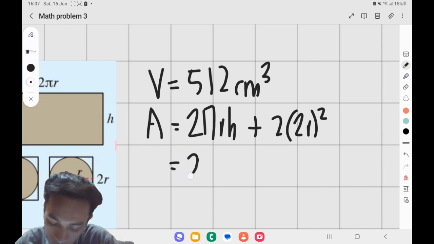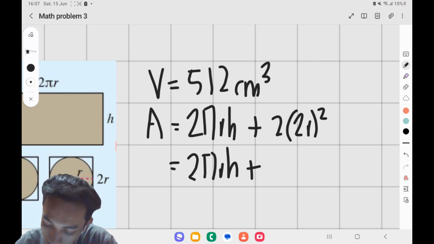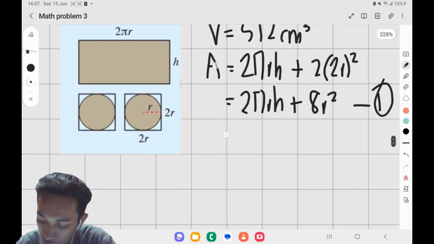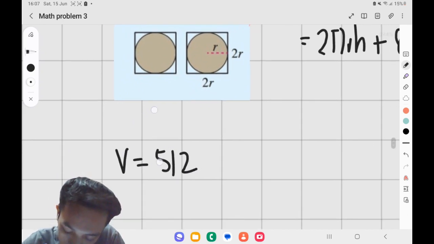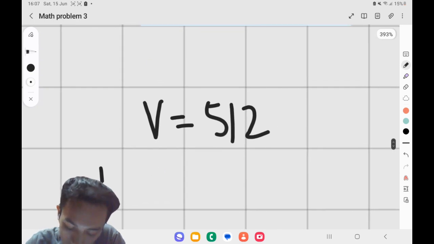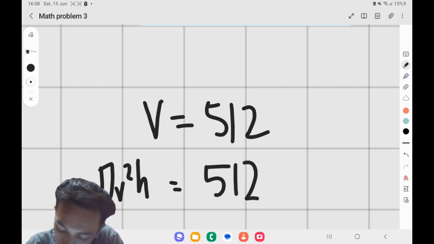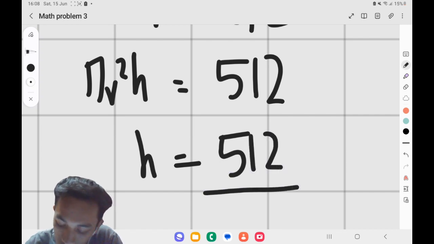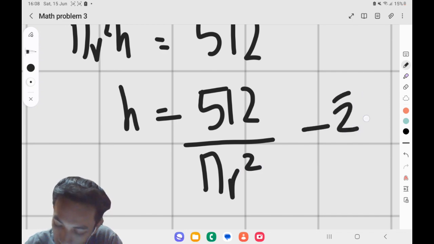So we got A equal to 2 pi rh plus 2 times 4 r square, we got 8r square. So this is the first equation. Let's make h the subject, where V equal to 512, and the formula for volume is pi r square h equal to 512. So h equal to 512 over pi r square. So this is the second equation.